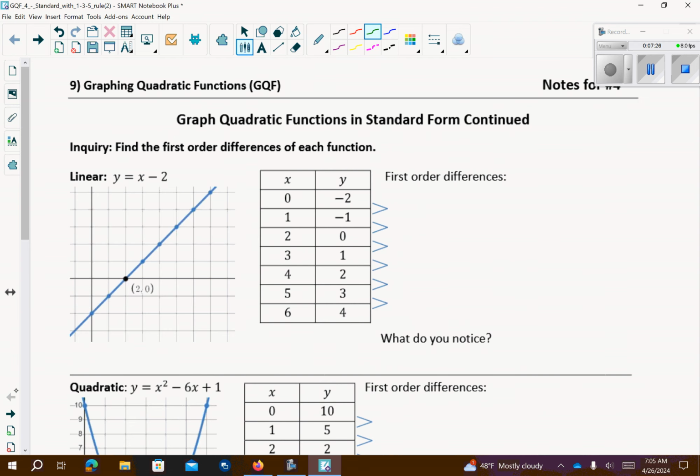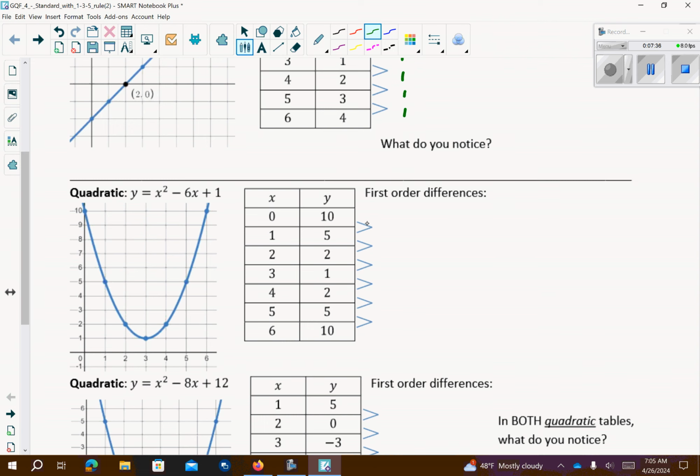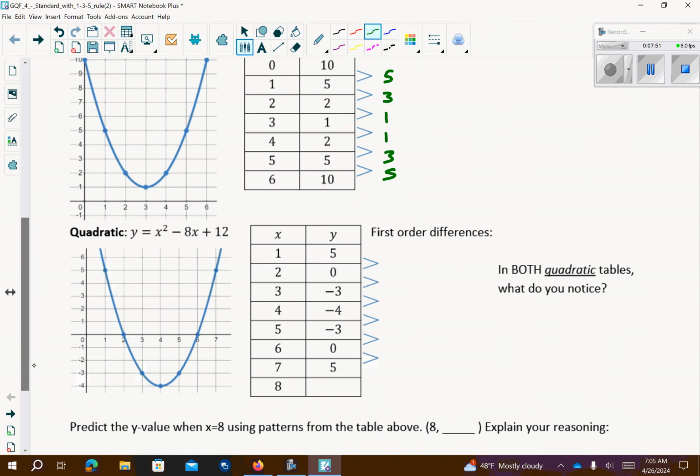There's a whole lot here. When you talk about linear equations, the difference between each of these is 1, and that happens with linear. With quadratic, notice this: the distances are 5, 3, 1, 1, 3, 5. We're just subtracting 10 minus 5, 5 minus 2, 2 minus 1, etc. The distance between this is going to be 5, that's going to be a distance of 3, that's a distance of 1, that's a distance of 1.